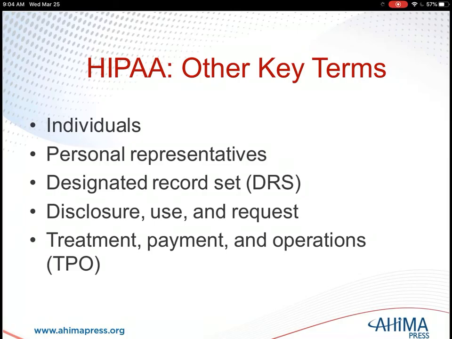A request for PHI is made by a covered entity or its business associate. Now, of the three, the privacy rule emphasizes disclosure and use. Okay, dropping down to the next one: treatment, payment, and operations. You'll see this referenced as TPO.